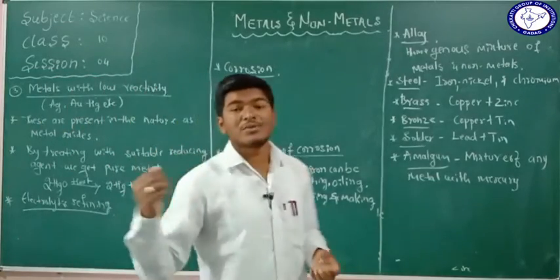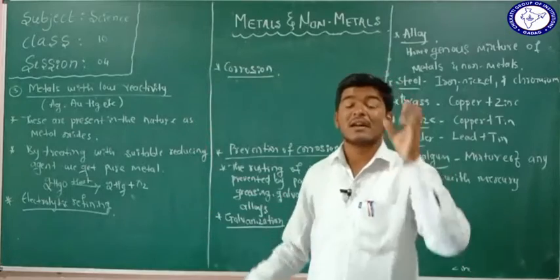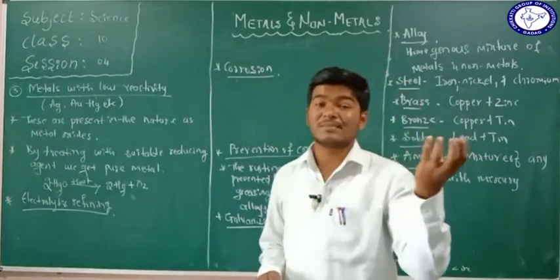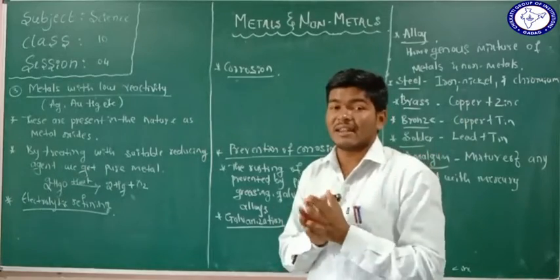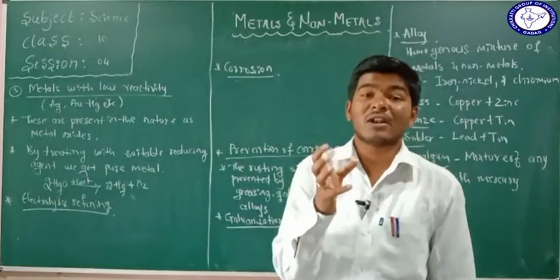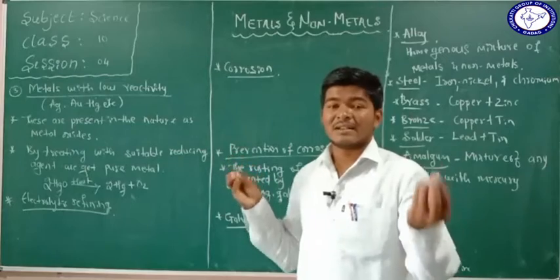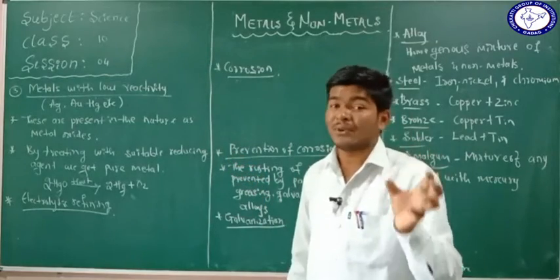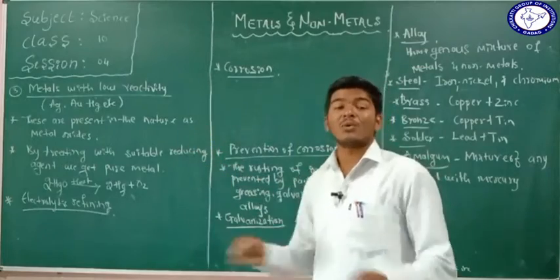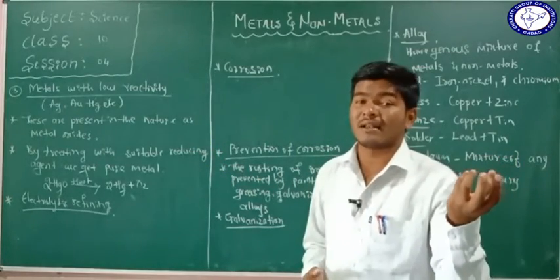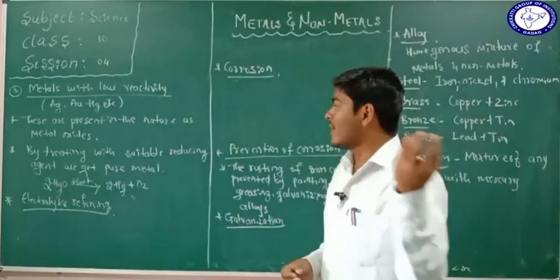The metals which we get from these extraction processes are not completely pure. The metals which we get here are not in pure form. Some impurities or dust will be present in those metals. How are we going to remove these impurities from the metal?